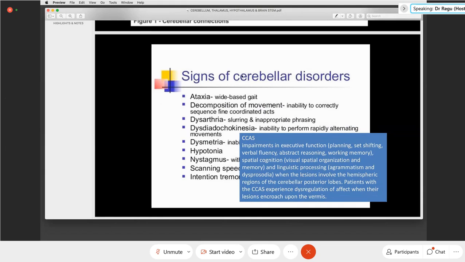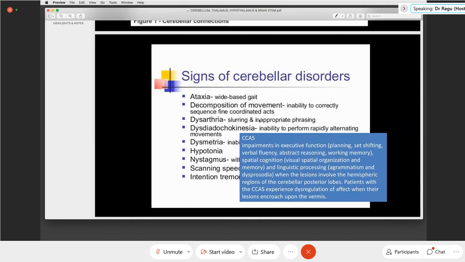So those who have disorders of cerebellar function have something known as ataxia. Ataxia is basically when you walk with a wide base gait. That means you open up your legs wide to help you balance. All right. Then you have problems with fine coordinated activities. You are not able to do repeated alternating movements.